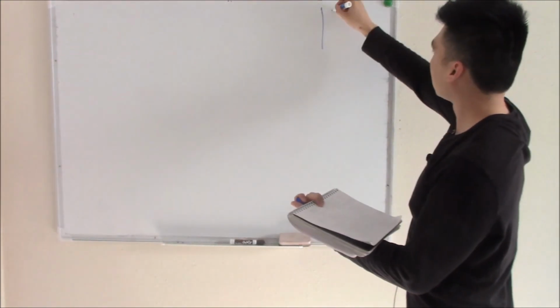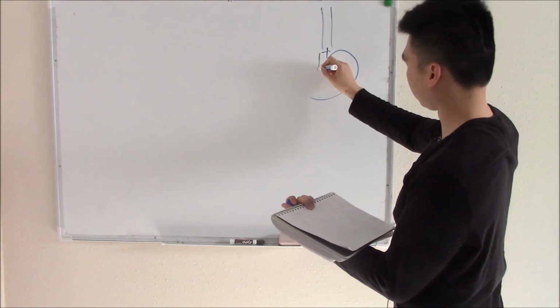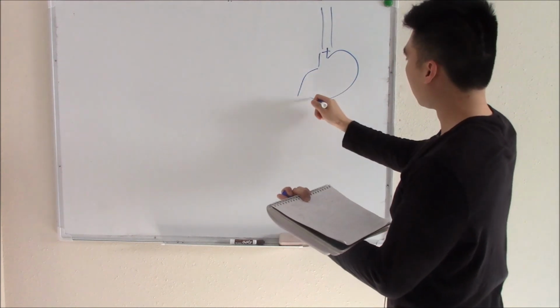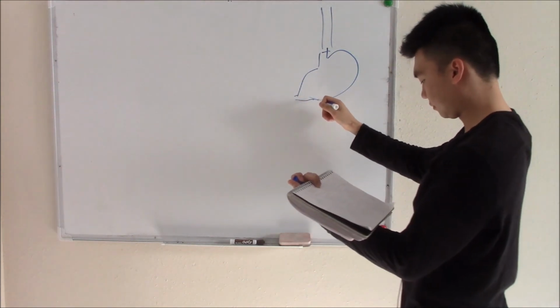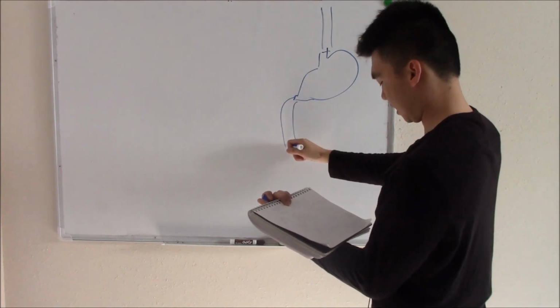So we have our esophagus leading to our stomach, and our stomach will send food to our duodenum.